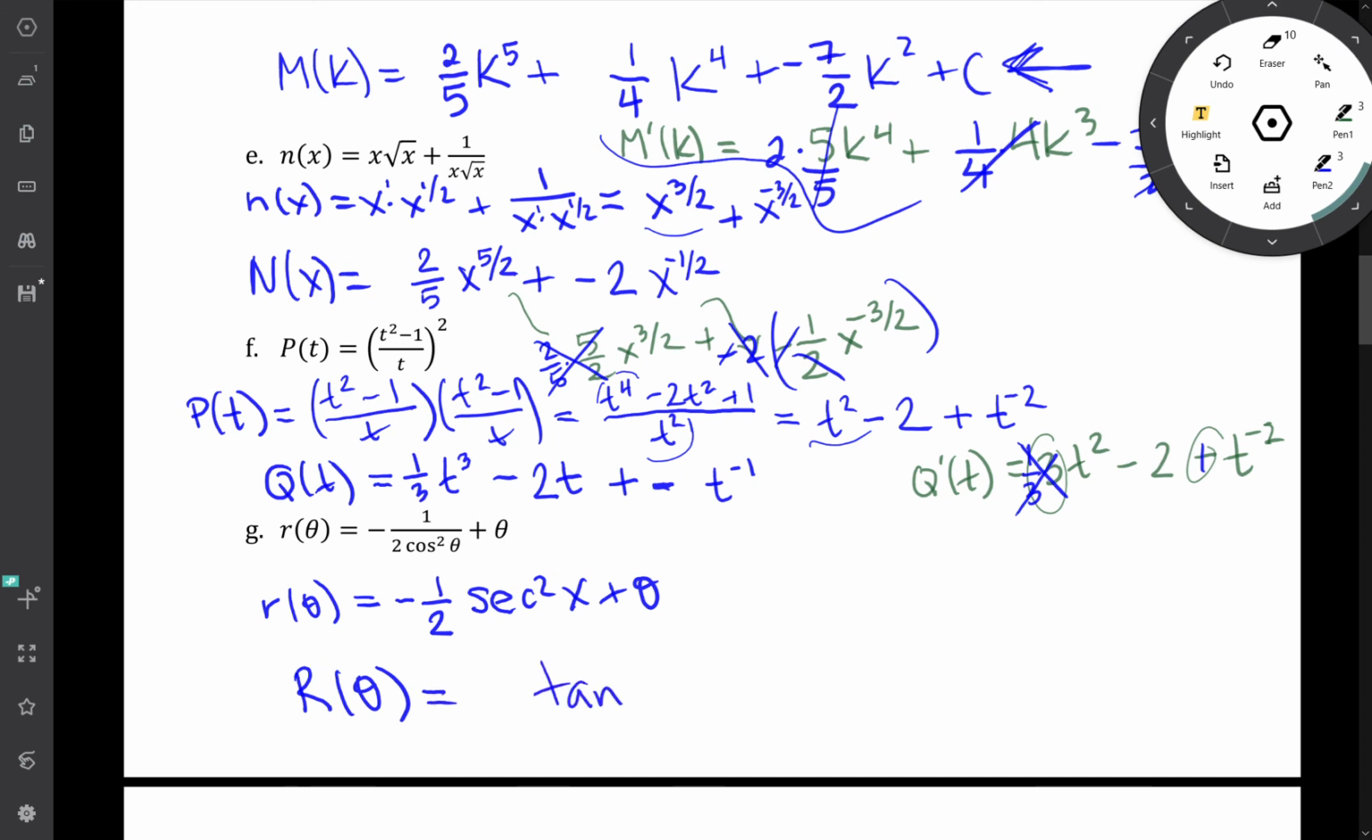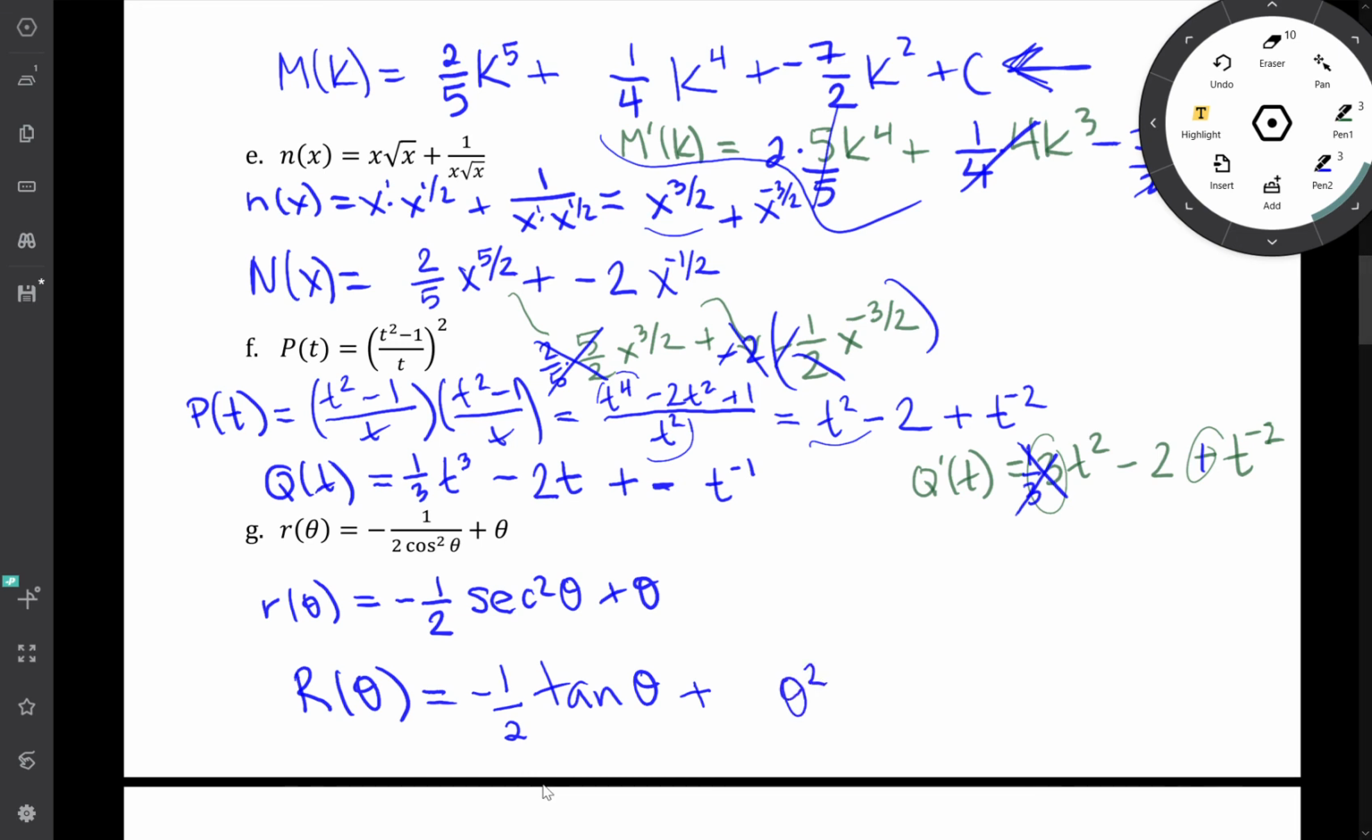Oh, why did I switch to x's on you? Tangent theta. If I take the derivative of tangent theta, I get secant squared. So if I want that negative 1/2, I actually just have to carry it up to the antiderivative as well. And then if I want to get a theta, I better start with the theta squared.